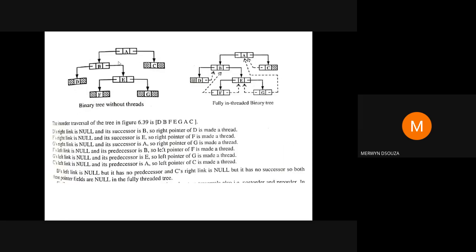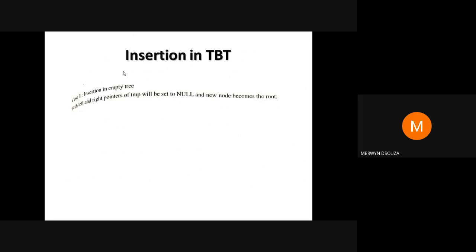So far we have seen a tree that was already constructed. How do we construct a threaded binary tree? Let's see how to do insertions. If you are inserting the very first node, that will be your case one. Basically you are inserting into an empty binary tree.